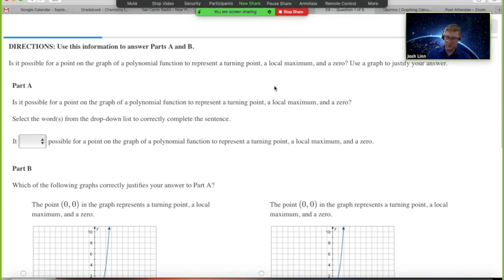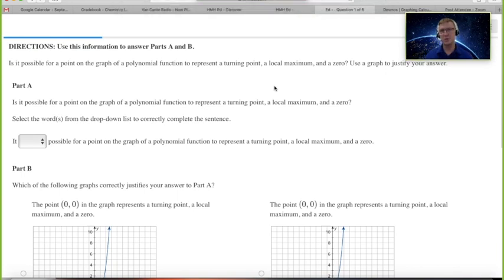Alright, so this is our first one. Directions: use the information to answer parts A and B. Is it possible for a point on the graph of a polynomial function to represent a turning point, local maximum, and a zero? Use a graph to justify your answer. So I'm just going to sketch this out real quick.